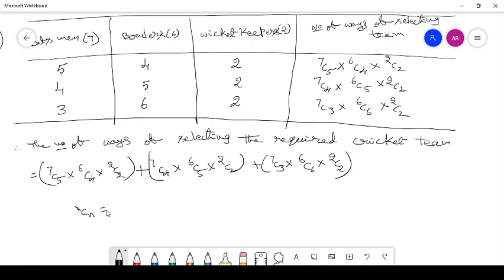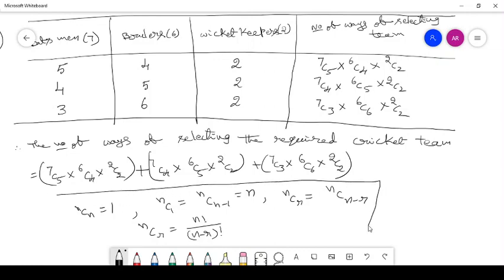To complete this, you have to use some results. nCn is equal to 1, nC1 is equal to n, nC(n minus 1) is equal to n, and nCr is equal to nC(n minus r). And finally the main result, nCr is equal to n factorial by r factorial into (n minus r) factorial. We have to use all these results, and by using them you can get the answer very easily.